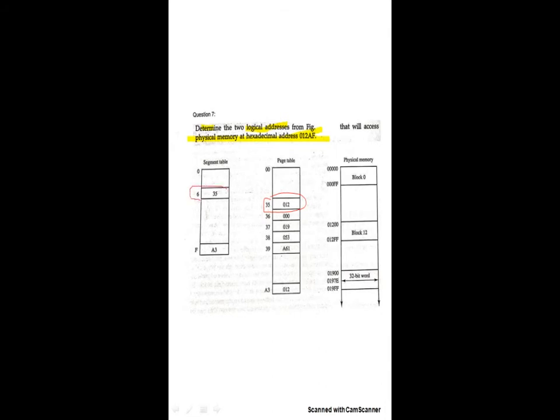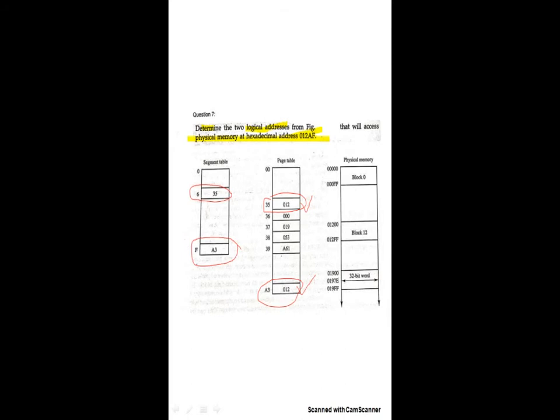Segment 6 from here. But to your surprise, you see this block 012 is not present only one time. It is present here also, right? Check 01953. No, it is present two times. So when it is present two times, you see here it is present in which page? Page A3. But this page A3 is present in which segment? It is present in segment F.